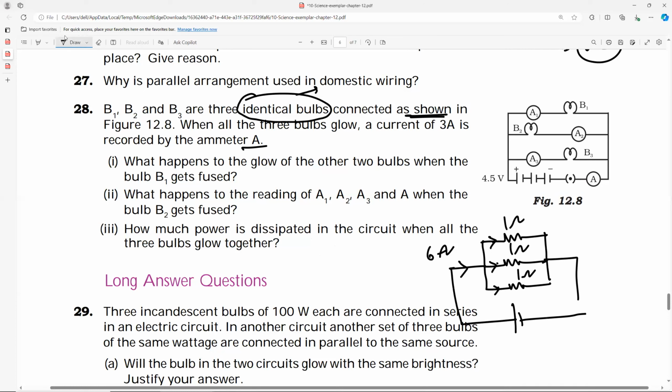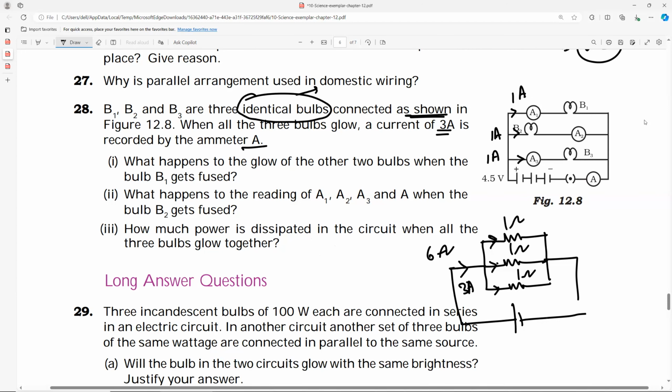Here it is saying that the 3 ampere current is flowing, meaning total 3 ampere current is going. So we can assume that these are identical resistors. So 1 ampere will flow through this one, 1 ampere through this one, and 1 ampere through this one. Because these are identical, when we have 3 ampere current here, 1 ampere goes through each branch.